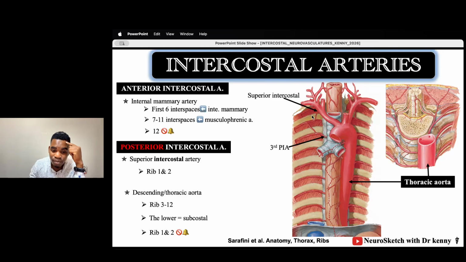This supreme intercostal artery is the branch of the costocervical trunk, and it should never be confused with the superior thoracic artery. These two arteries are different. They are very, very different. The superior thoracic artery is found as the first branch of the axillary artery. We discussed it. The superior intercostal artery gives the branches supplying the first 2 intercostal spaces posteriorly.